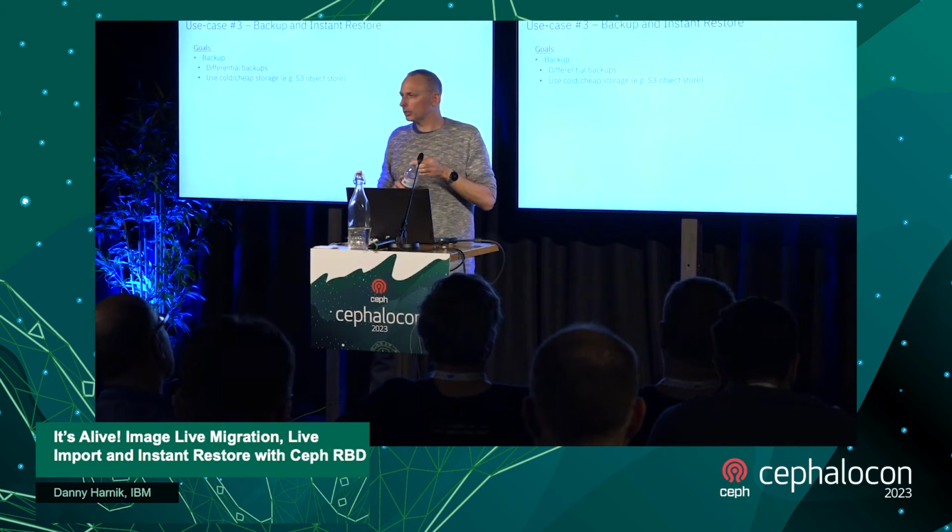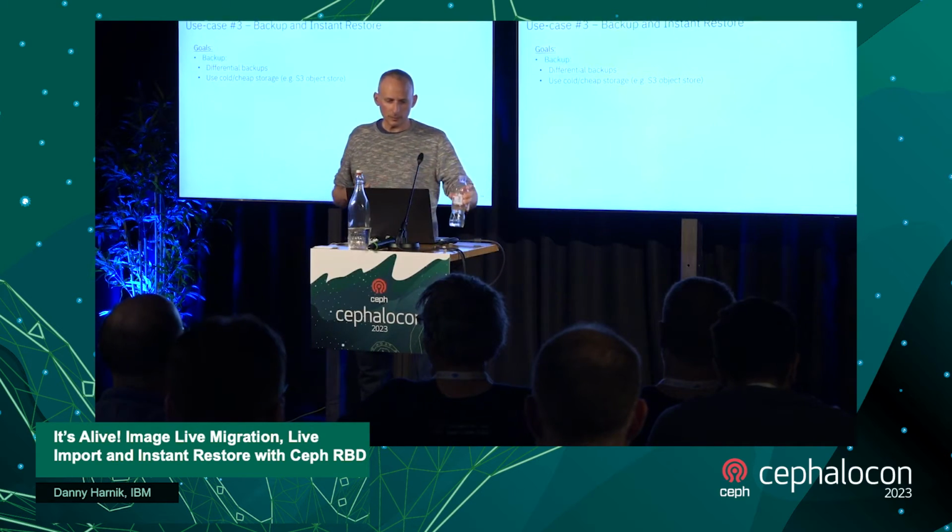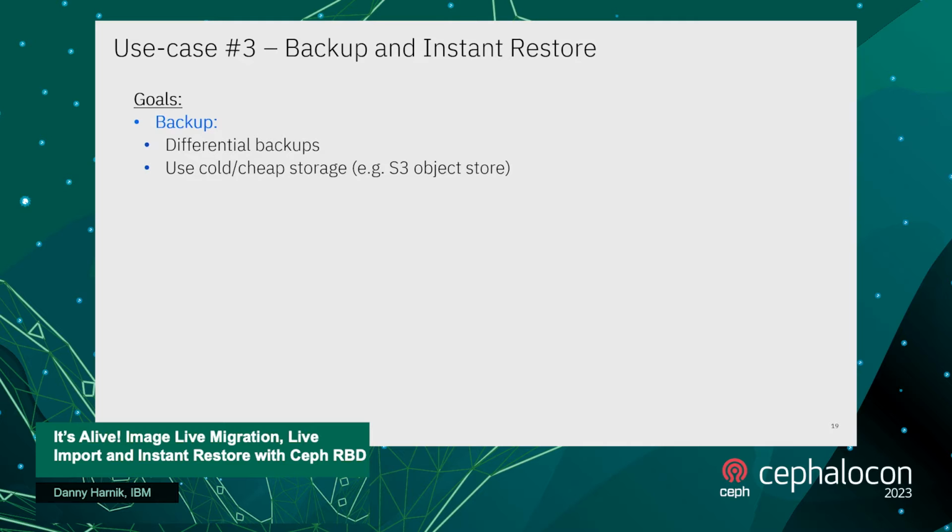For backups, we wanted it to be differential backups. So you're not moving all of the image out every time. You want to move only the changes since the last time. And we want to move it to, I wrote cold cheap storage. Actually, I mean object store with an S3 interface. So it's not tape or something like that. I'll use cold storage because it has slower performance. That's just the reason I'm calling it cold. But it can be more than just that.